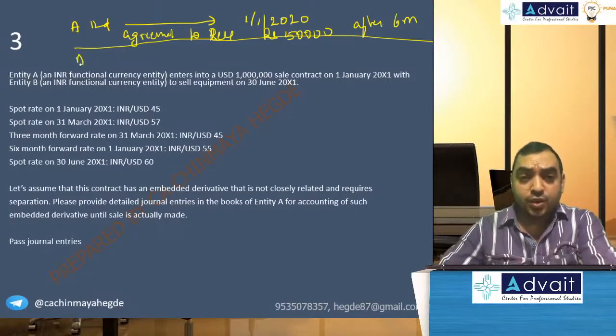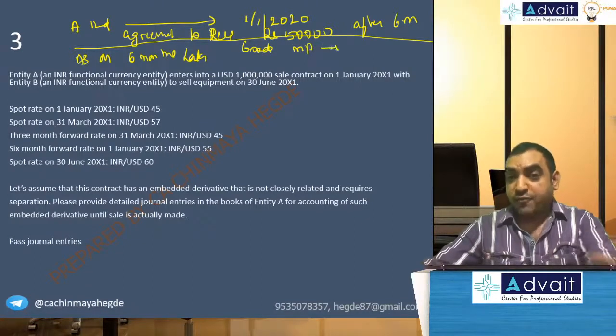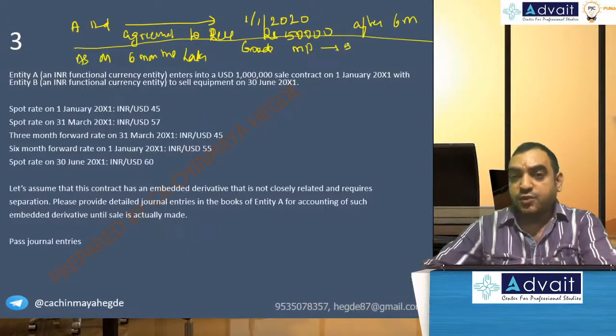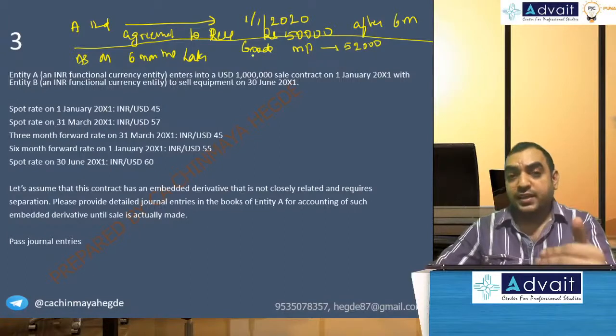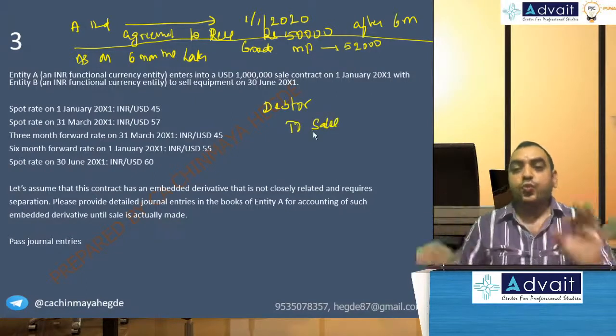Now as on 6 months later, the market price of the goods happens to be 52,000, but you have committed to an agreement to sell at 50,000. So when you pass an entry, debtor account debit to sales, can you tell me which amount will you write?